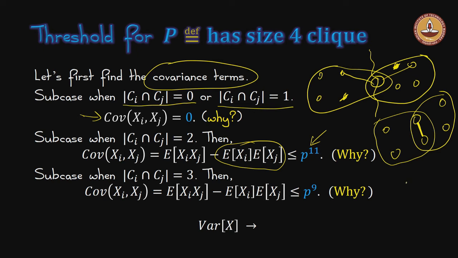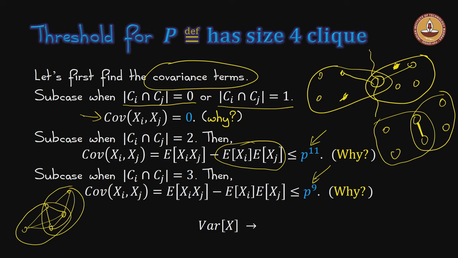A very similar argument can be used for the case where there are 3 common vertices. When there are 3 common vertices, let's draw the picture. So, you have 3 common vertices, and we are asking, are these forming a clique and are these forming a clique? Now there will be 1, 2, 3 common edges, and then 1, 2, 3, 4, 5, 6. So, there will be 6 other edges, a total of 9 edges. So, we have p to the 9.